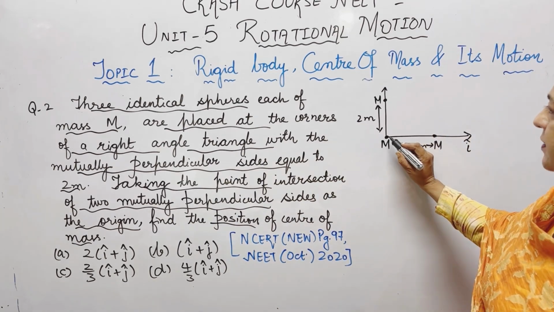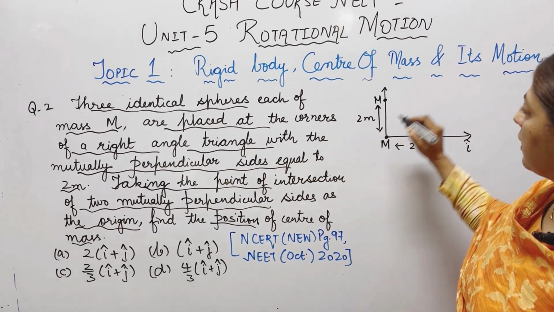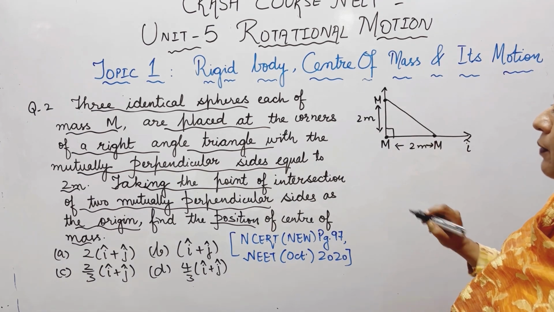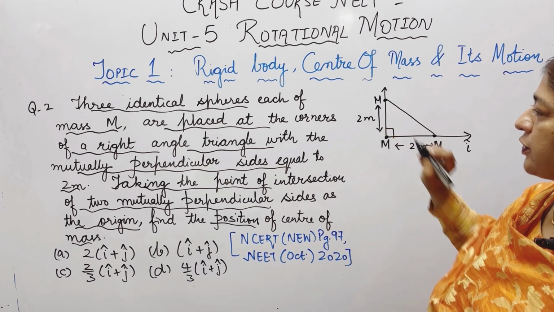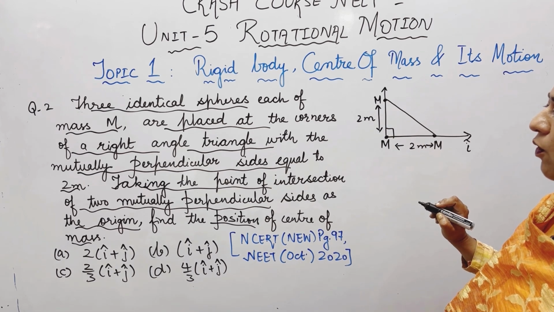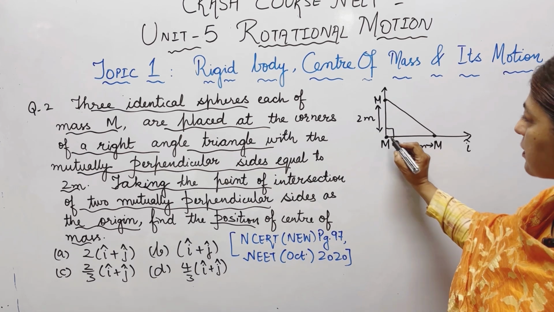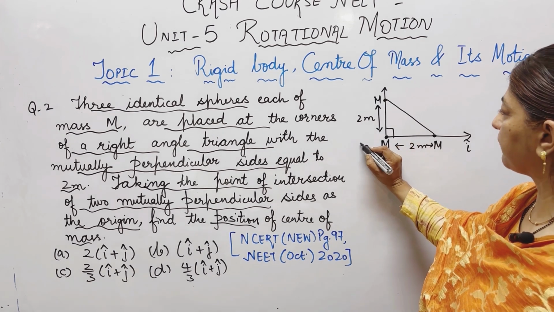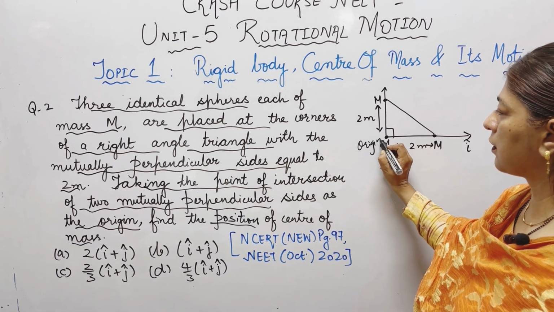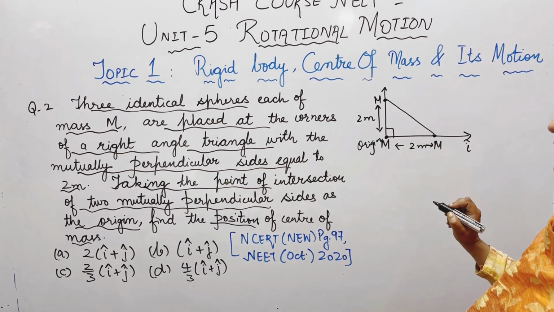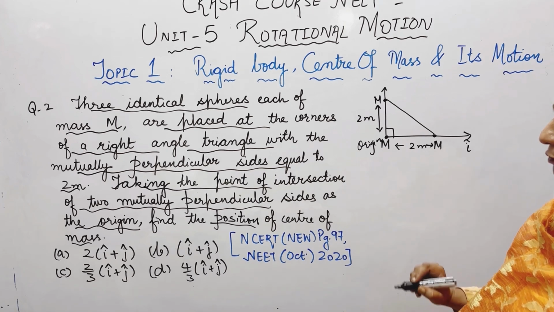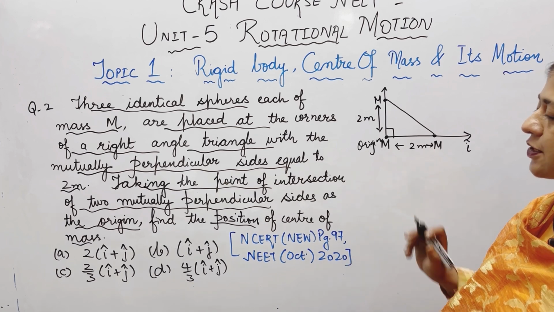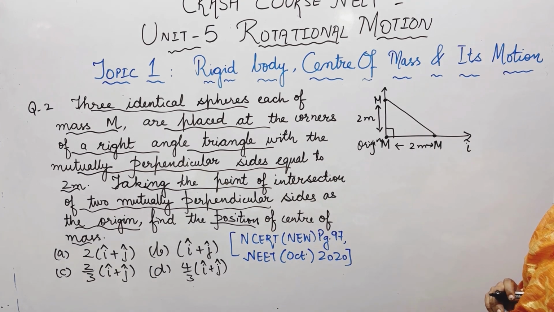Here the masses are placed at the corners of a right angled triangle with mutually perpendicular sides equal to 2 meter. Taking the point of intersection of two mutually perpendicular sides as the origin, so here we are taking this point as the origin. Find the position of the center of mass, and options have been given. This question has come in the NEET October 2020, and this is on page number 97 of new NCERT.